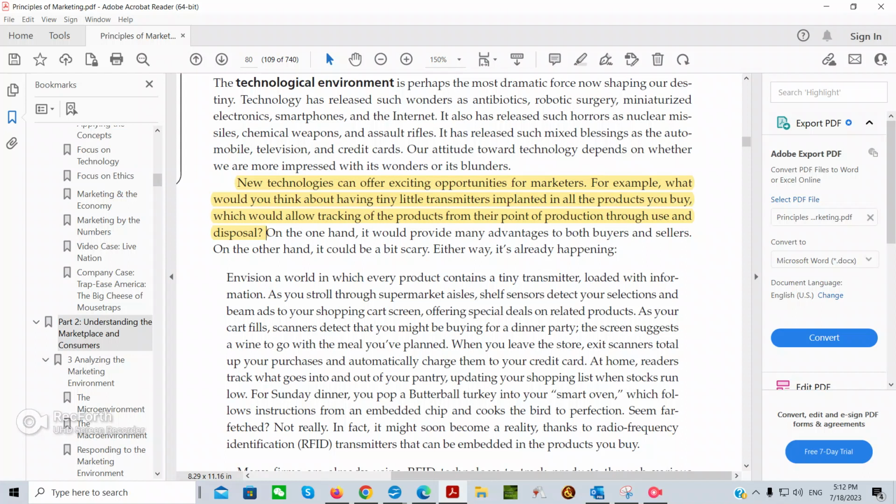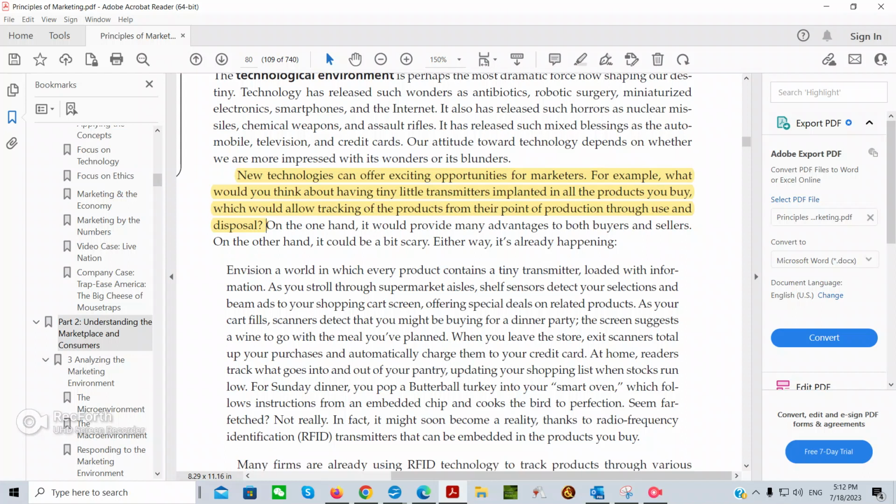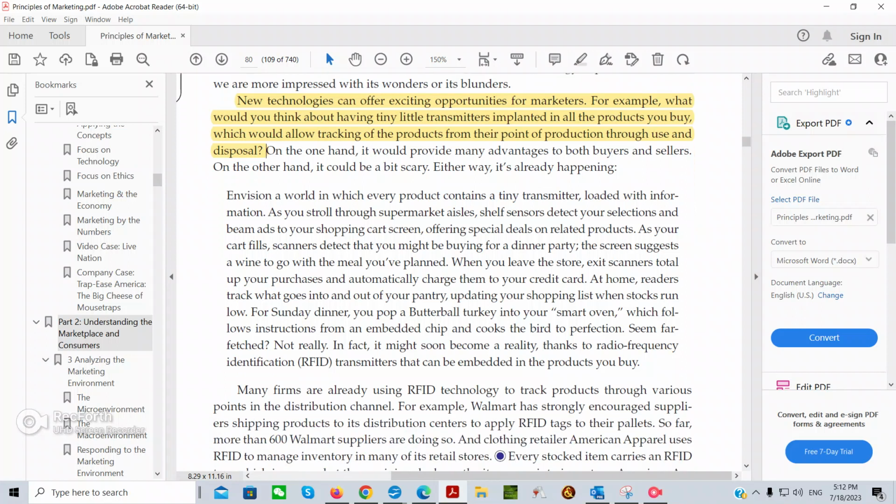Does some of this seem far-fetched? Not really. In fact, it might soon be a reality thanks to something called radio frequency identification, or RFID, which can now be embedded in the products you buy. Now, what they're referring to here is more what's called artificial intelligence. It's basically software-based technology that allows the process itself to learn your buying habits and suggest something that would correspond with the patterns of buying that you have.